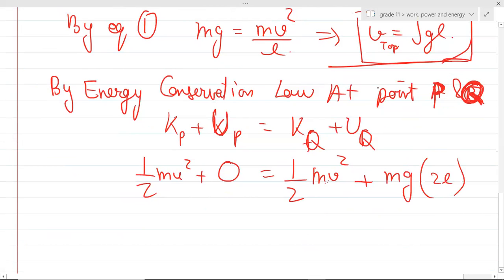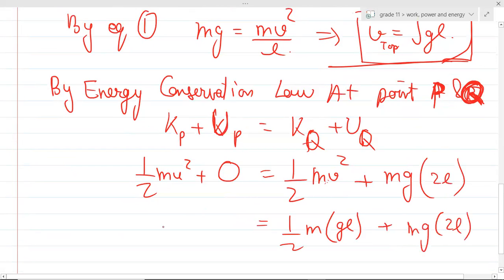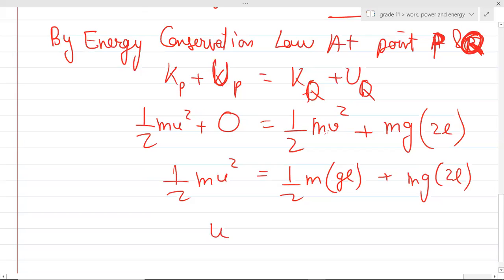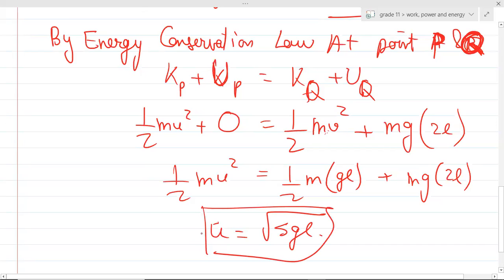And we just know what is the velocity at the top, under root gL. So from here, half m into gL plus mg into 2L should be equal to half mu square, and when you solve it, u will be equal to how much? Under root of 5gL. So please remember, this is the minimum velocity. Since tension will always be greater than or equal to 0, this is the minimum velocity.